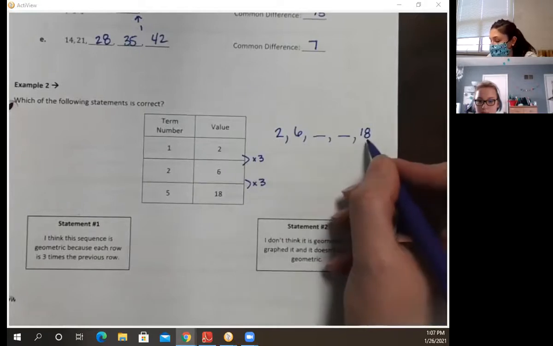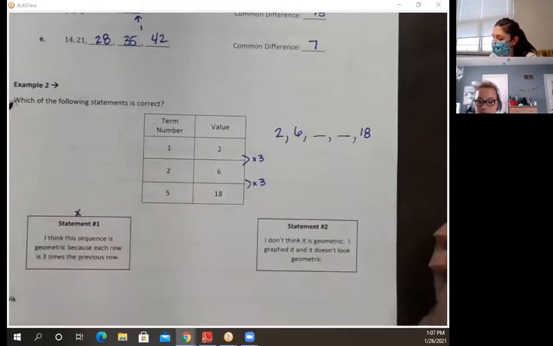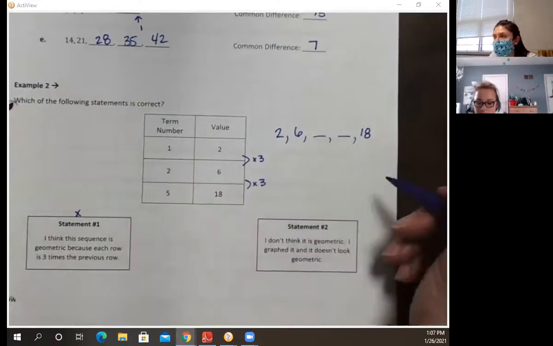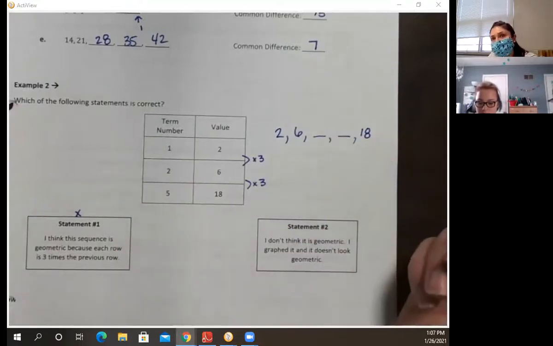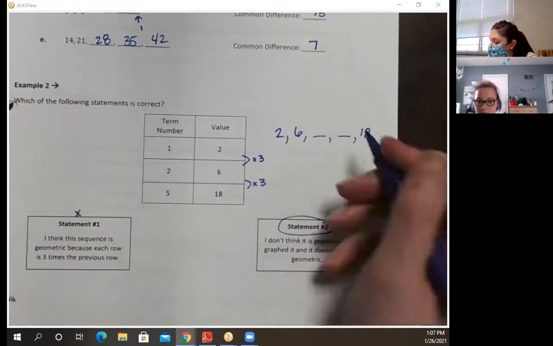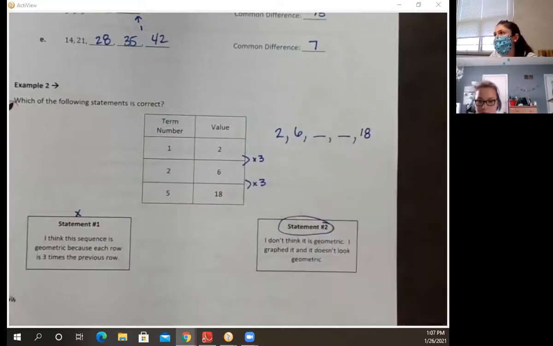It would give me the 5th term. So this one can't be a geometric sequence with a common ratio of 3. That doesn't fit my information here. What's more likely is that I have something that's not geometric, maybe it's arithmetic, but I have something that's not geometric because I've skipped a couple of terms there.